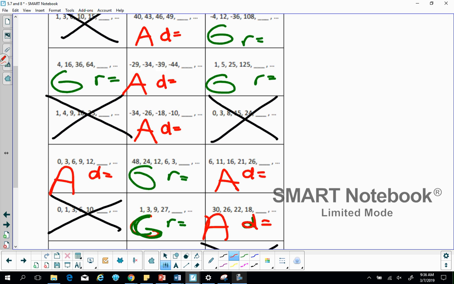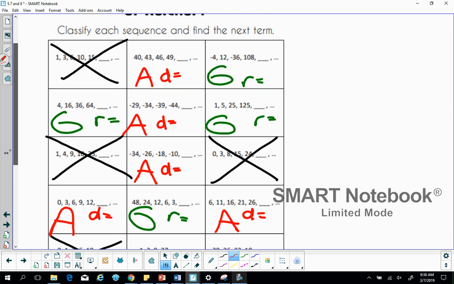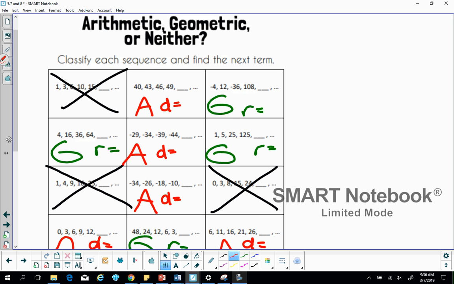So now what I want you to do is find the common difference or the common ratio. Remember that if you're looking for the common difference and you know it's adding, all you have to do is take the last number minus the number before it. So what's 49 minus 46? 3. I also can see the pattern, right? From 40 to 43, I know I would be adding 3. So you could do it either way. You usually do this method if you can't see it right away.